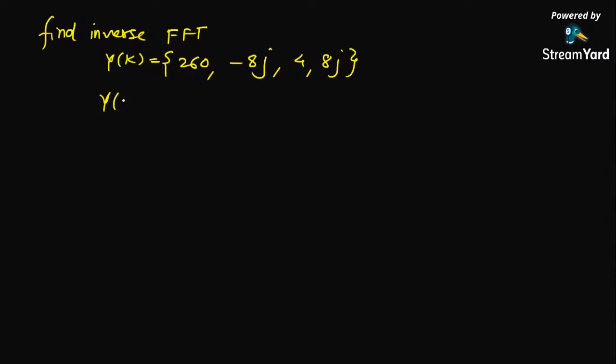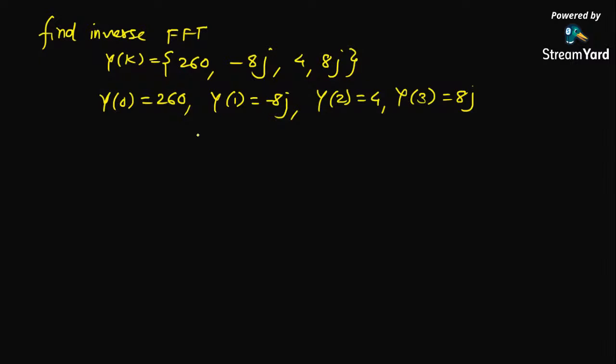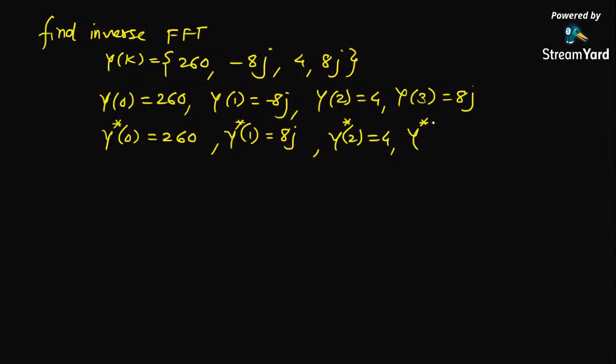So y of 0 is equal to 260. Y of 1 is equal to -8j. Y of 2 is equal to 4. Y of 3 is equal to 8j. Okay. Then find out the complex conjugate of it. My y of 0 is 260. The complex conjugate of y of 1 is 8j because it is the imaginary part. Y of 2 is 4 and the complex conjugate of y of 3 is -8j.